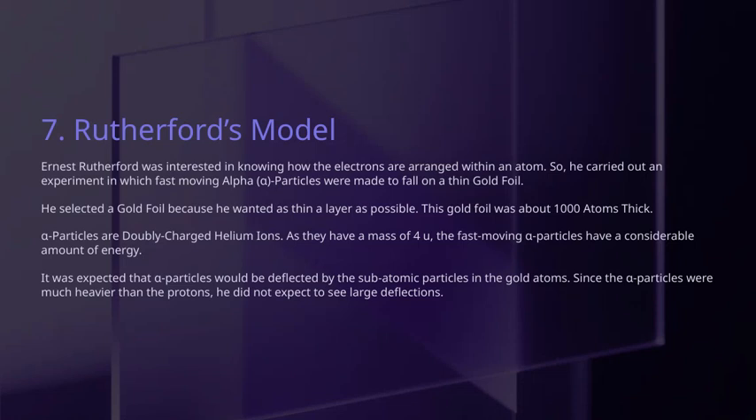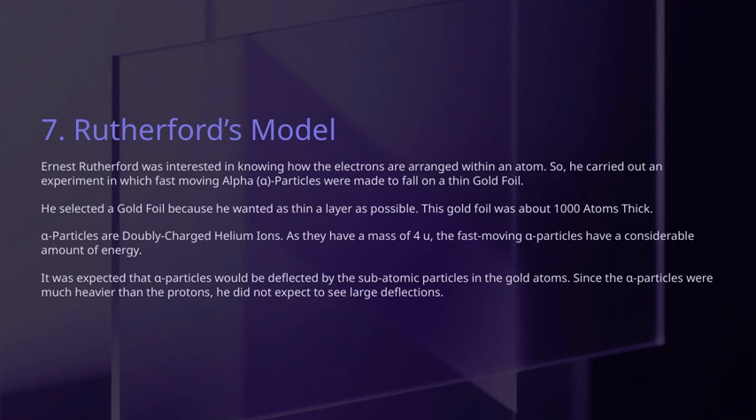Let's talk about Rutherford's model. Ernest Rutherford was curious about how electrons are arranged inside an atom. So, he designed an experiment where he directed fast-moving alpha particles, which are essentially doubly charged helium ions, at a very thin sheet of gold foil. He chose gold because he wanted the layer to be as thin as possible, about 1,000 atoms thick, to get a clear view of what was happening inside.